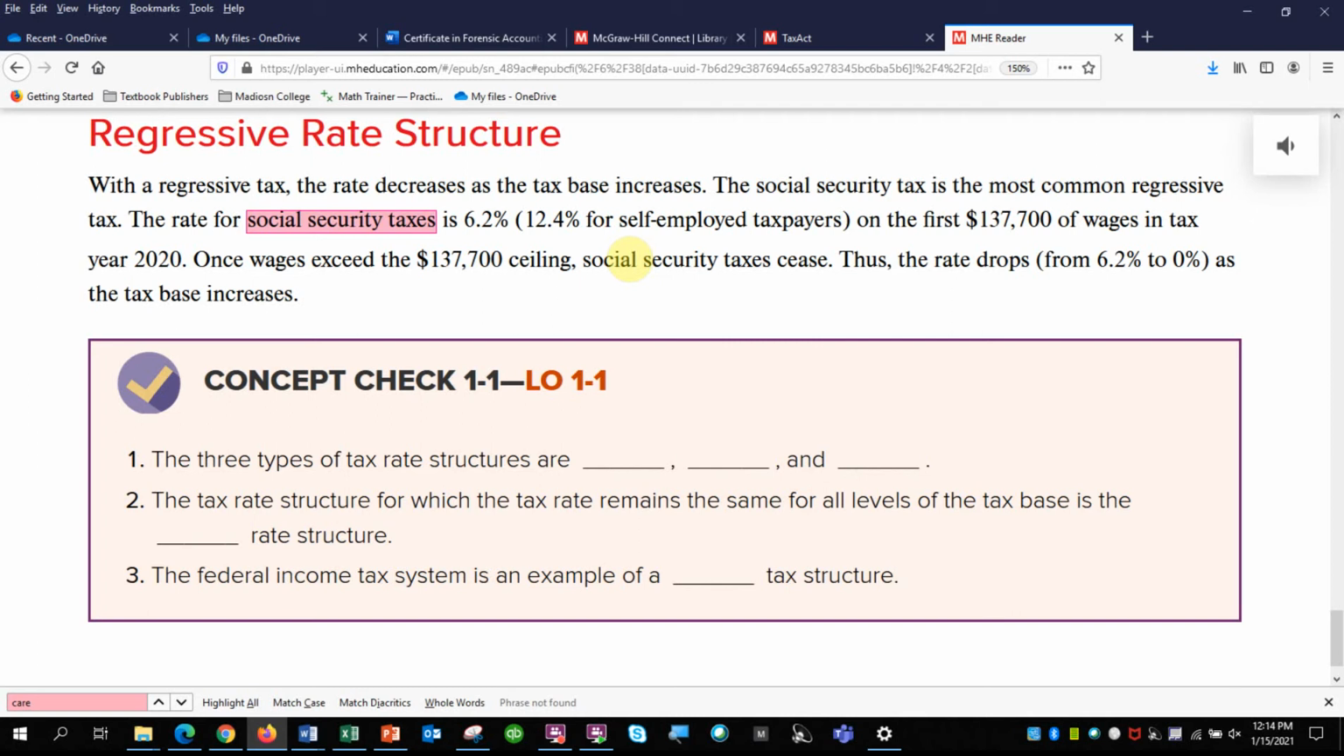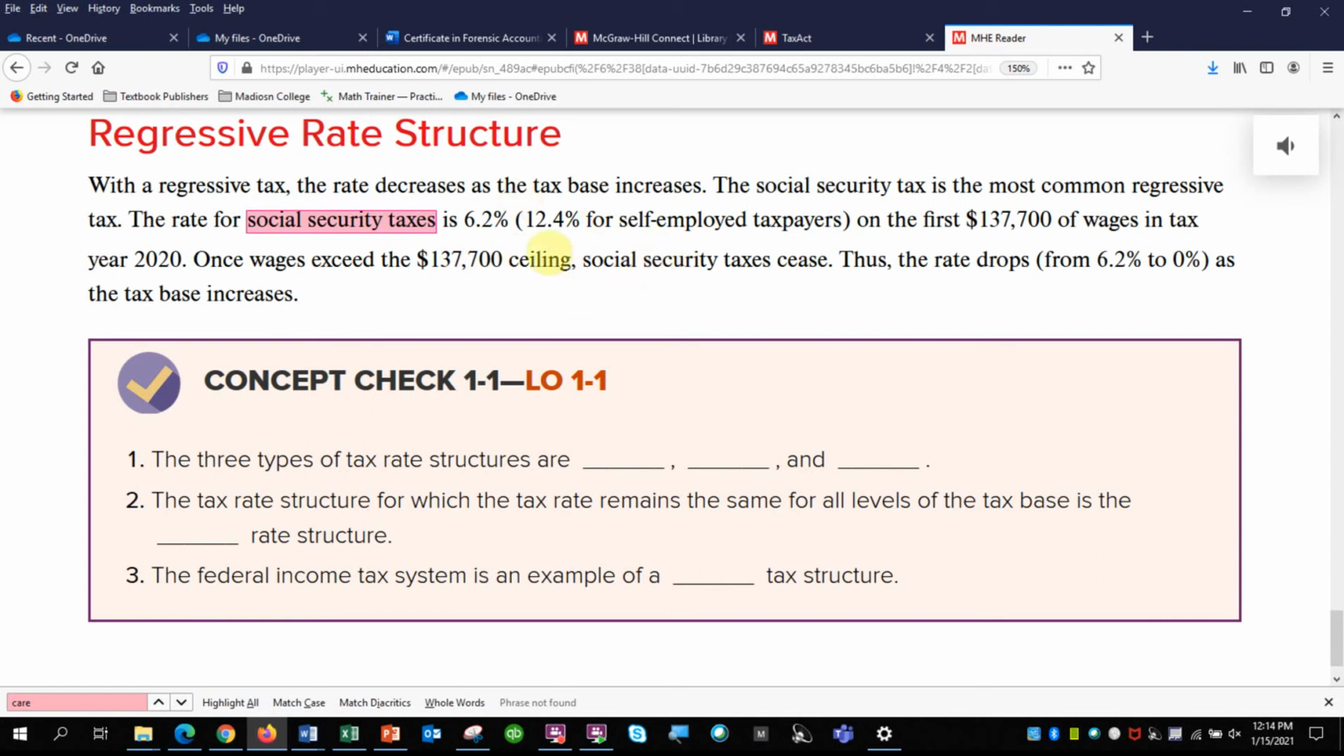And they allow you to express your opinion about various tax positions and principles and rules, even some court cases in the tax courts. So those are the three tax structures: progressive, proportional, and regressive.